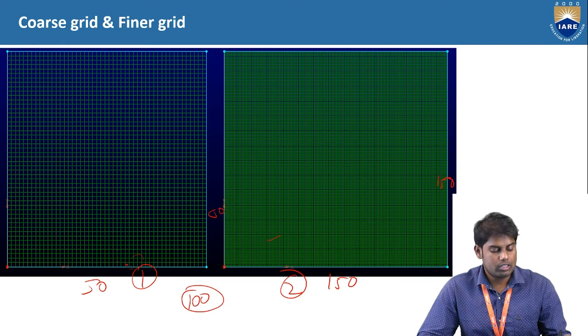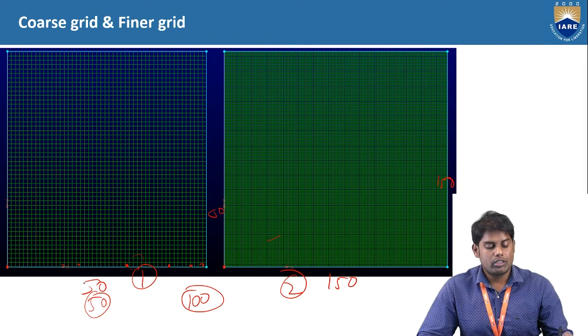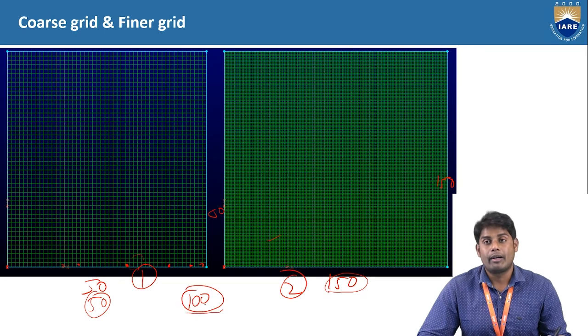So here in the first domain, you have 50 grid points along x and 50 grid points along y. So the grid points are these entities. Okay, so these are the grid points. Based on the grid points itself, you are getting these cells. Fine, so here I am using 150 grid points. So what happens when I use 100 grid points?